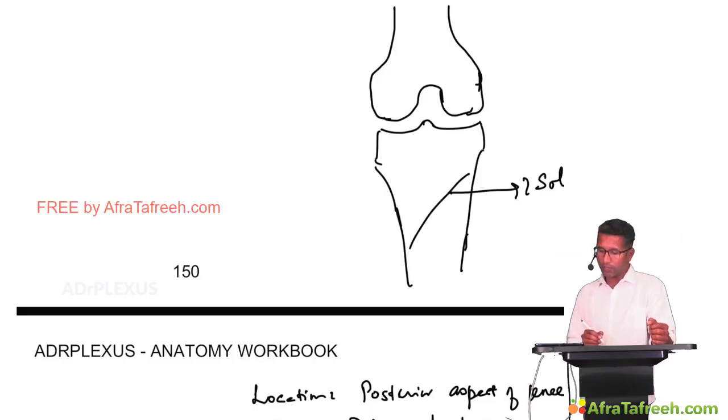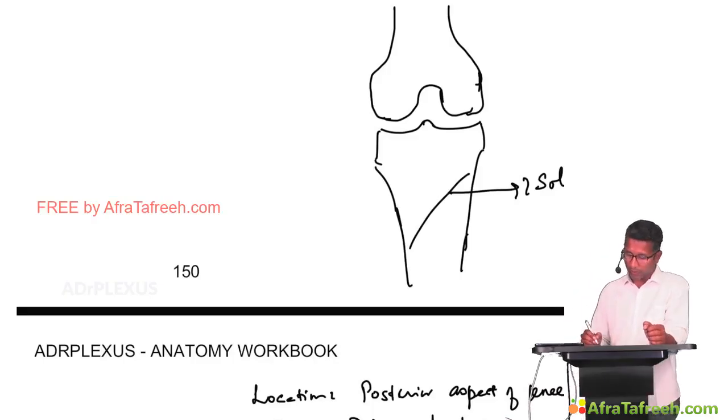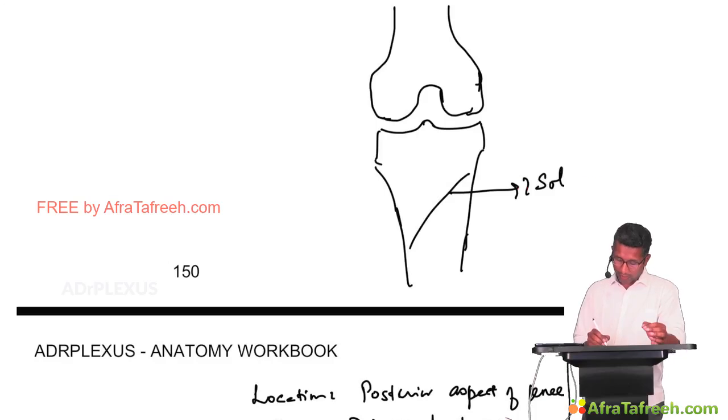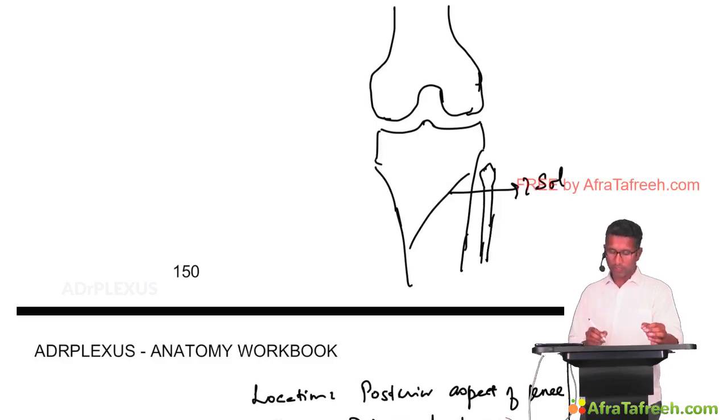Very good, guys. Very good, Mugundan. Very good, Anashwara. Yes, it is the soleal line. It is the muscle soleus which takes origin from the soleal line. Excellent. Okay, so on the lateral side you have a bone called fibula. There is no doubt in it. So this is the lateral side and this is the medial side.